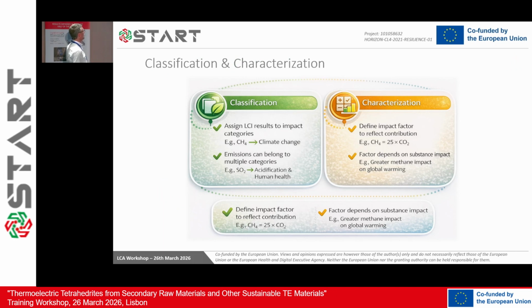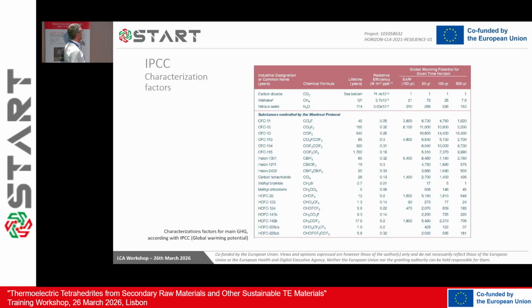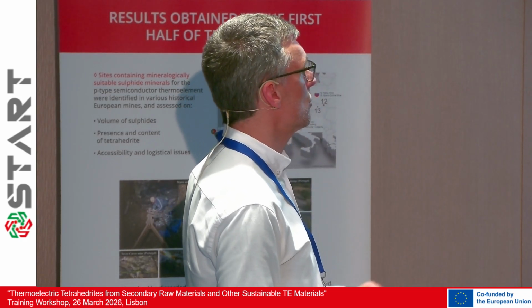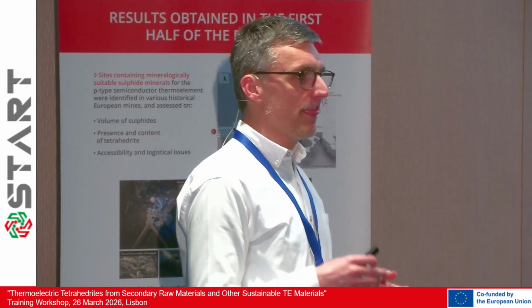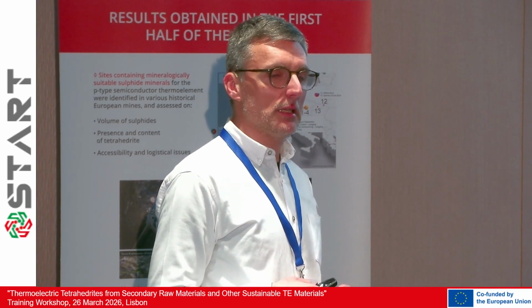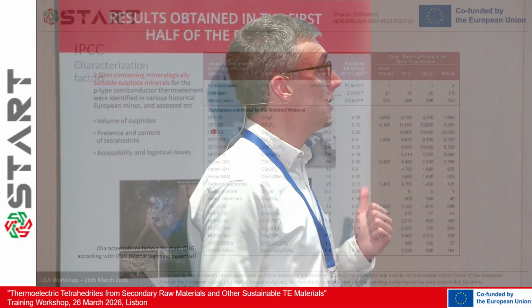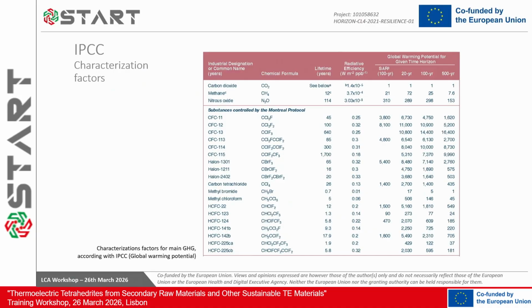So classification and characterization, I'll just skip this. And this is just an example of the IPCC characterization factors. So it just tells you that the way that the impacts are measured, it's something that is science-based. So in this case it is the global warming potential for different substances, and that is correlated, of course, to the CO2 equivalent unit. But it's just to show that the characterization is a science-based step.